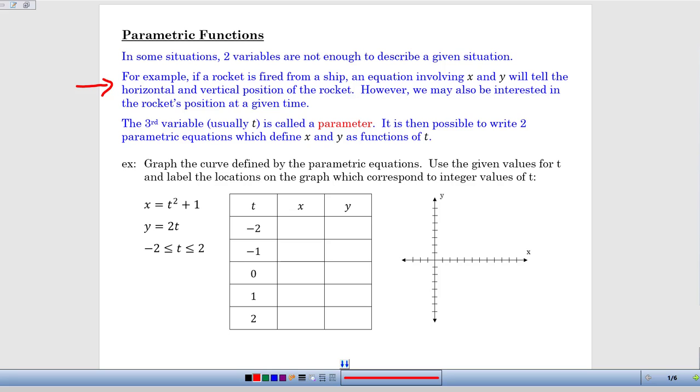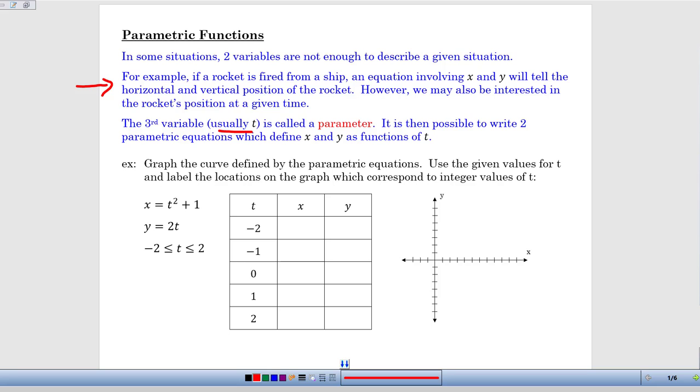There's no time. And so that's where we can introduce this third variable called a parameter. And so that third variable is usually represented by t, since it's very often indicating or representing time. And so we call it a parameter. And so what we do then is, instead of having one equation that just has x and y in it, we instead write two equations, one for x, one for y, that are both based on t.